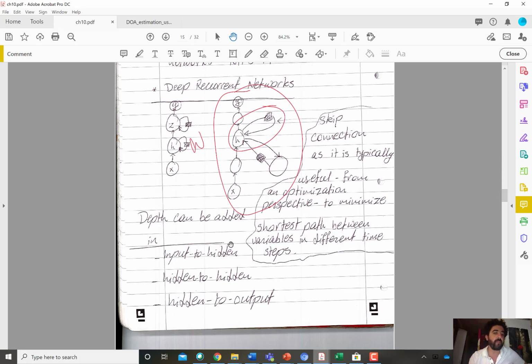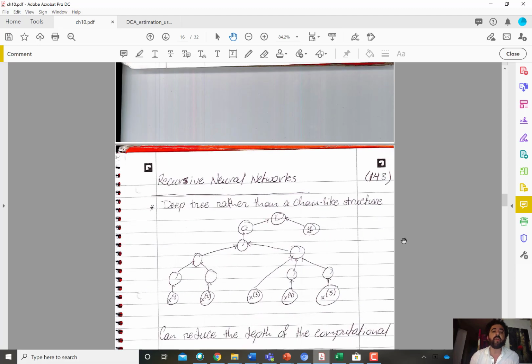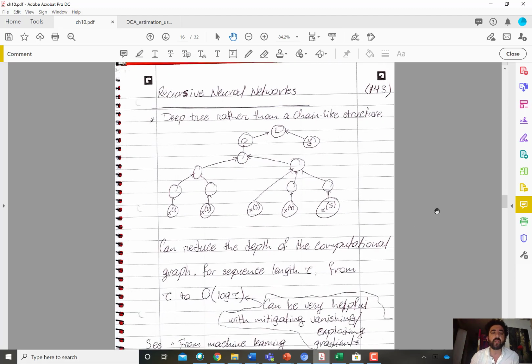Now, depth can be added in the input-to-hidden connection, in the hidden-to-hidden recurrence, or in the hidden-to-output connection, right? So you could imagine all combinations where the depth need not be in the hidden-to-hidden recurrence. Maybe the X to H is a deep network, maybe the H to O or the output is a deep network. Sounds good. Now another alternative is what's called recursive neural networks.